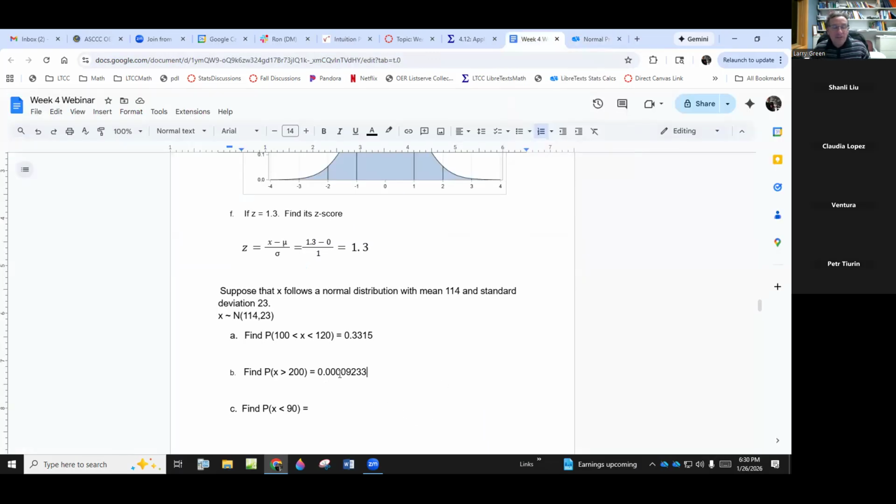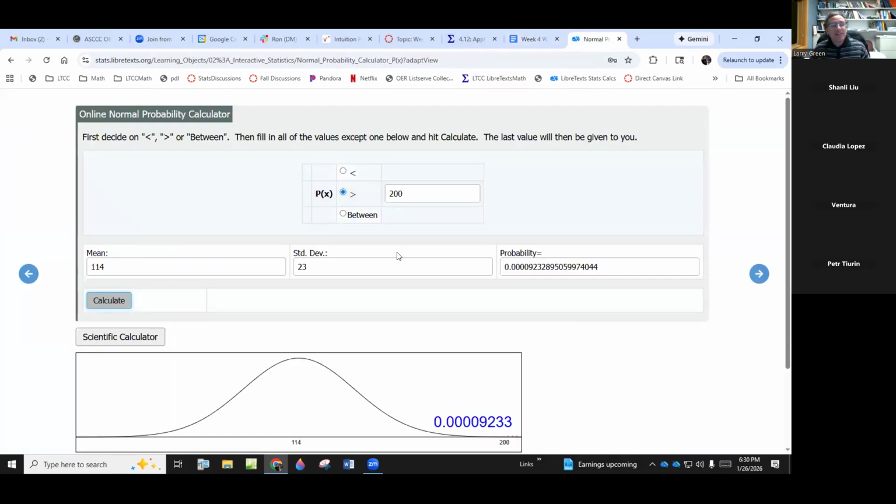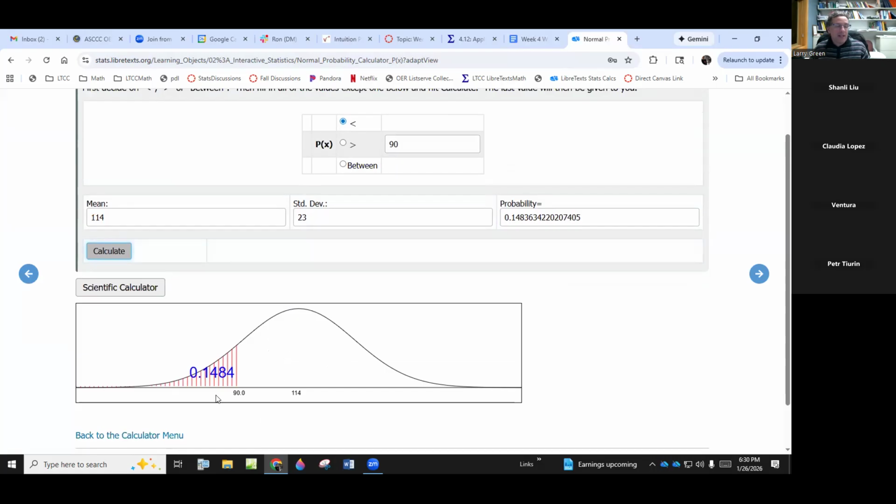Any questions on using the calculator so far? I tried to make it easy, but you have to practice a little bit to learn it. Okay, now the probability that x is less than 90. What changes now? Yeah, now we want less than. And I go 90. And I leave the probability blank. That's what I don't know. And I hit calculate. And about 0.1484.